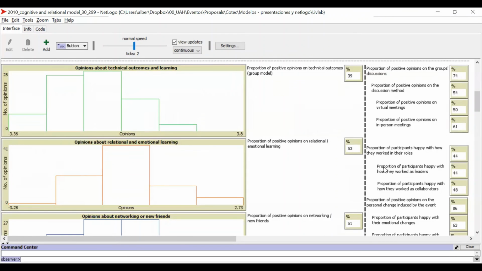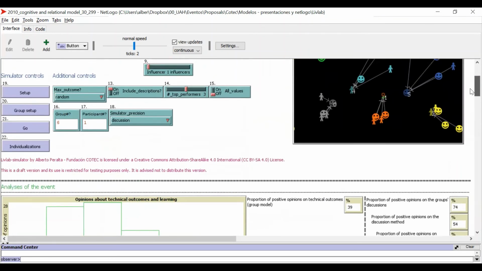This type of information can be exploited in very great detail with the rest of the options that the simulator provides. But this is only a general overview, and I think you can get the idea.